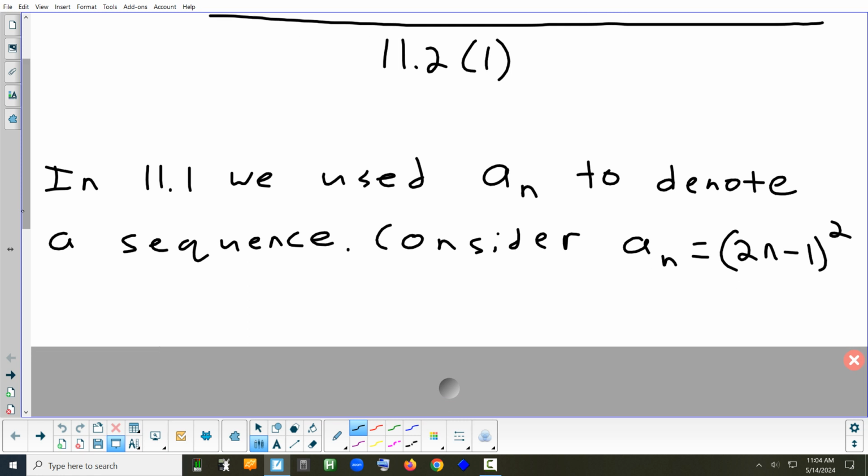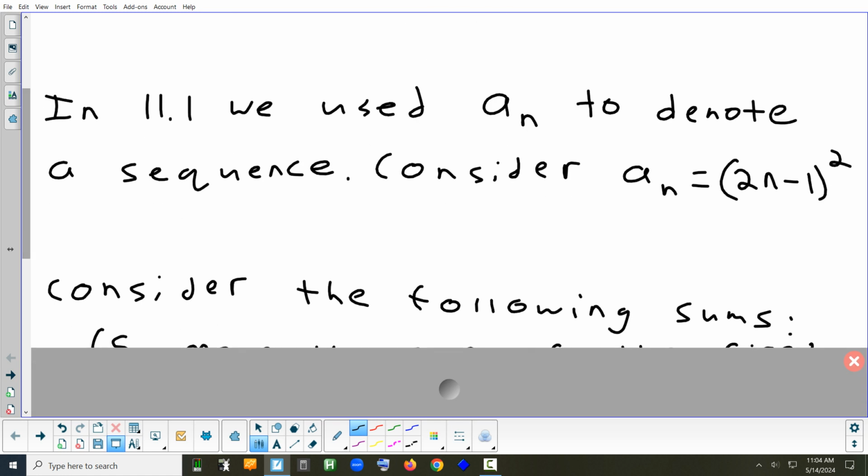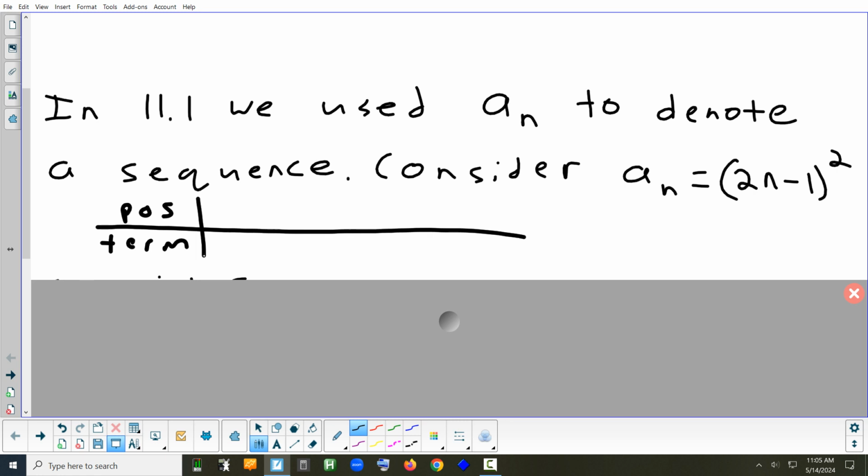So in the last section, that's the notation that we would use to represent a sequence. Lowercase letter for the name of the sequence, and then a subscript for whatever term that we want to find. Let's list out some of the terms in that sequence. Let's write down the position and then the term. Maybe just the first five, six terms.